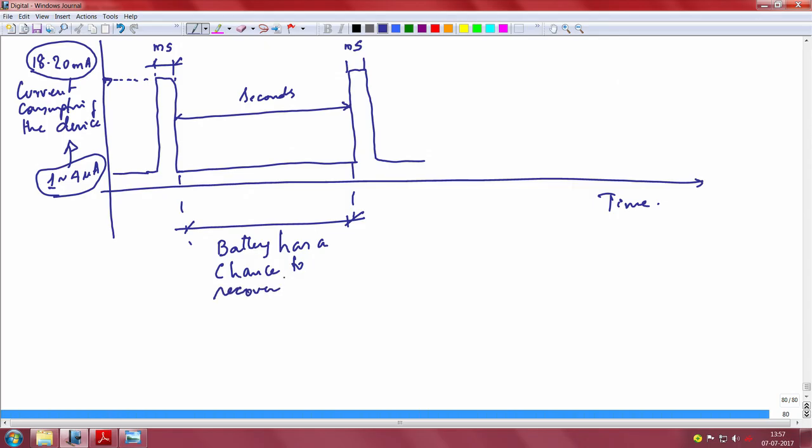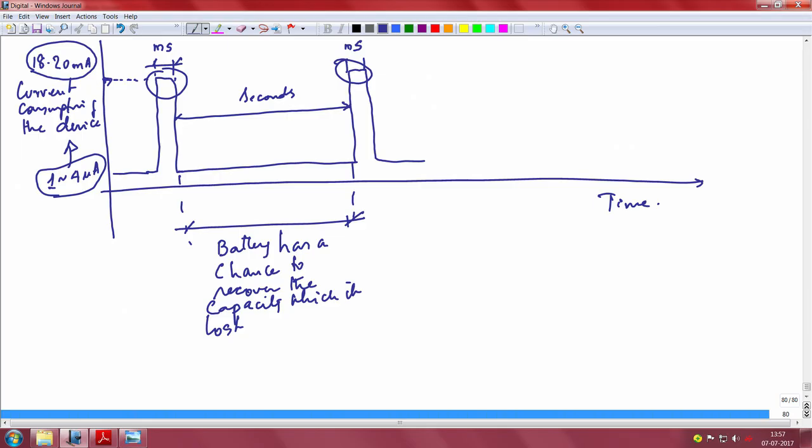It has a chance to recover the capacity which it lost during this period. I would say these are the periods over which it lost. It has a chance to recover the capacity. See, that is a nice thing.